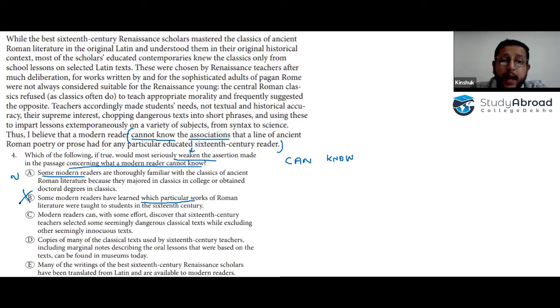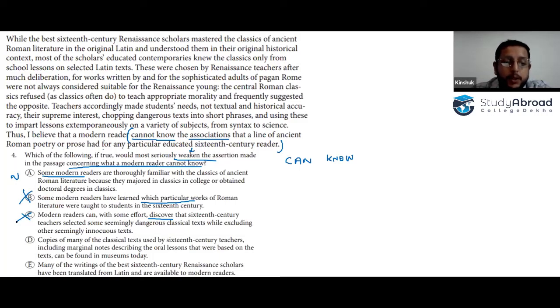Modern readers can, with some effort, discover that 16th century teachers selected some seemingly dangerous classical text while excluding some seemingly innocuous text. So see, this is telling us what we can find, what a modern reader can discover, right? The idea is not that. The idea is not what we cannot discover. The idea is that we cannot associate, right? So again, we'll have to eliminate this, right?